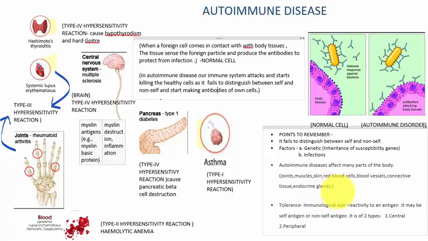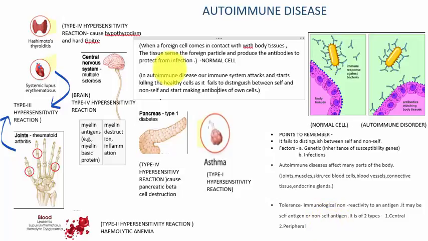Then the next point is tolerance. What do you mean by tolerance? Tolerance is the immunological non-reactivity to an antigen. It may be a self-antigen or a non-self-antigen. It is of two types, the central and the peripheral tolerance. We will discuss tolerance in a separate video.